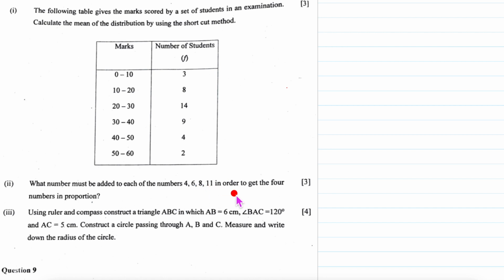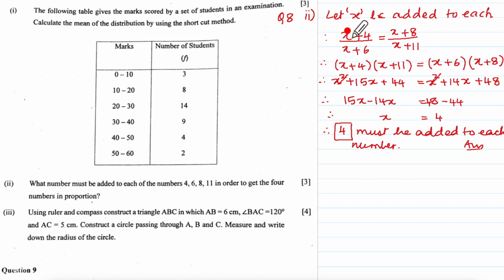We write them in proportion. Okay, so as I said, we have written let x be added to each. So we will write this in proportion and then cross multiply. And all you have to do is open the brackets, multiply and simplify. X comes out to be 4. So 4 must be added to each number, and that's our answer. And that's good enough for 3 marks, right?